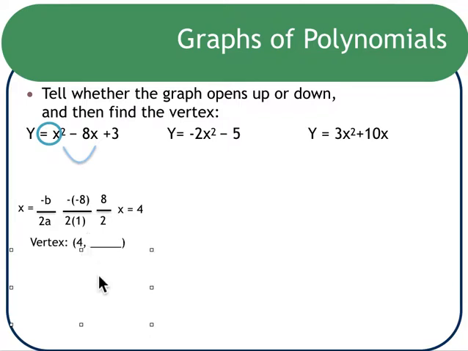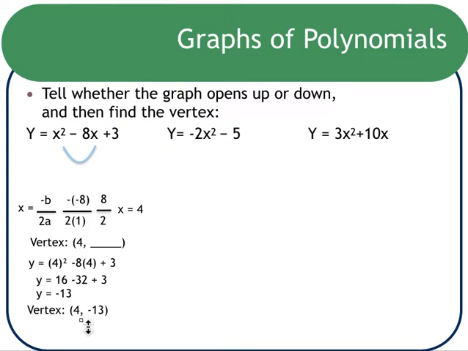In order to find the y-coordinate, we take that 4 and plug it into the formula here. x squared becomes 4 squared, minus 8 times 4, plus 3. 4 squared is 16, 8 times 4 is 32, and we subtract them and add 3, we end up with -13. And so the final answer for the vertex is 4, -13.